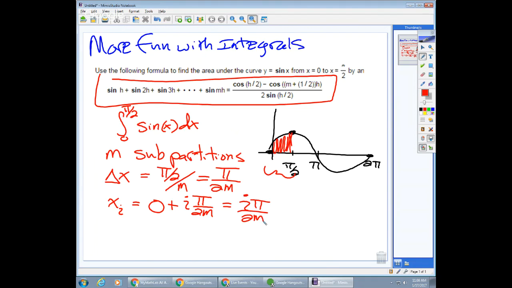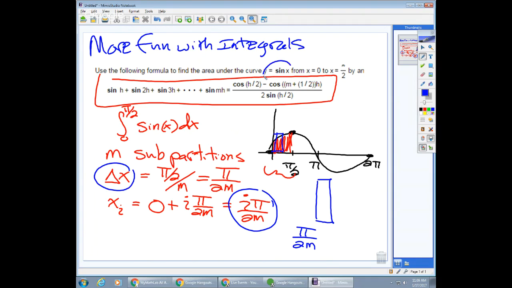So let's see. For a particular rectangle in here, like that guy right there, what's the width of that rectangle going to be according to our work so far? Pi over 2m, yeah. So the delta x is always the width of our rectangle. So we have a width of pi over 2m. And how do we find the height of our rectangle? Yeah, plug our x value into the function, right? So this is our x value right there. Our function is the sine of x. So then I'm going to have to multiply this by the sine of i pi over 2m.